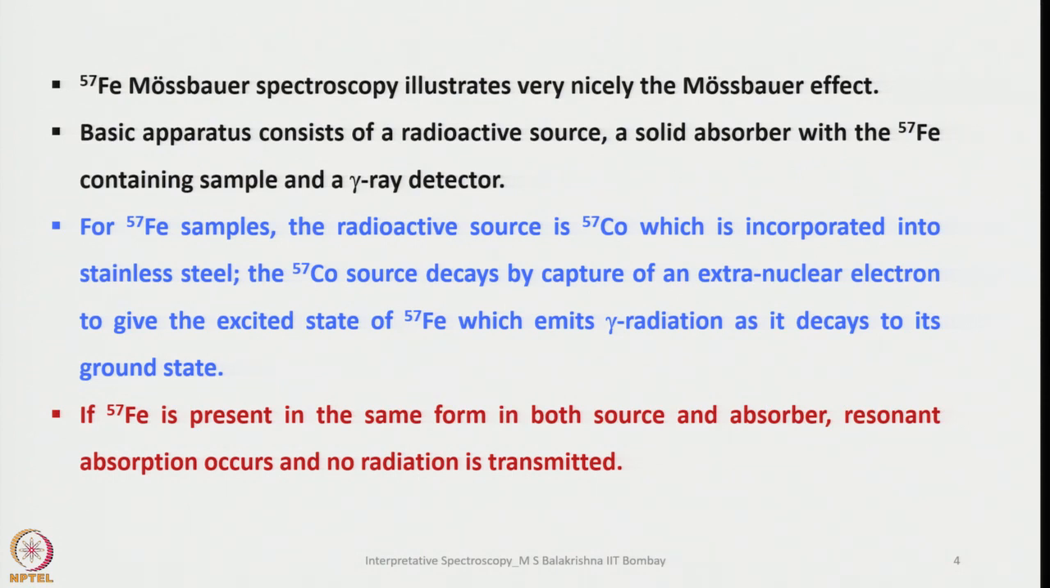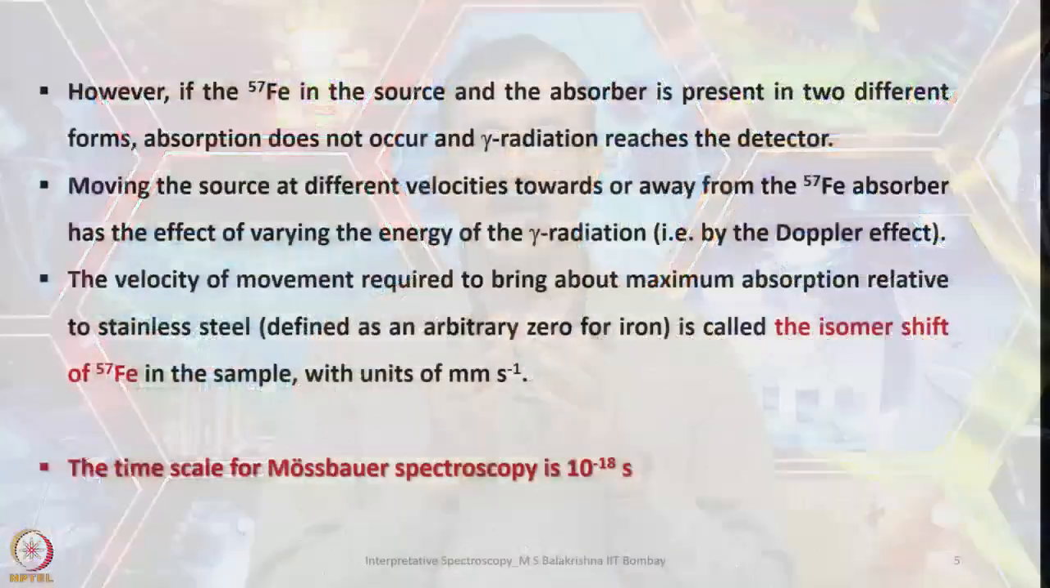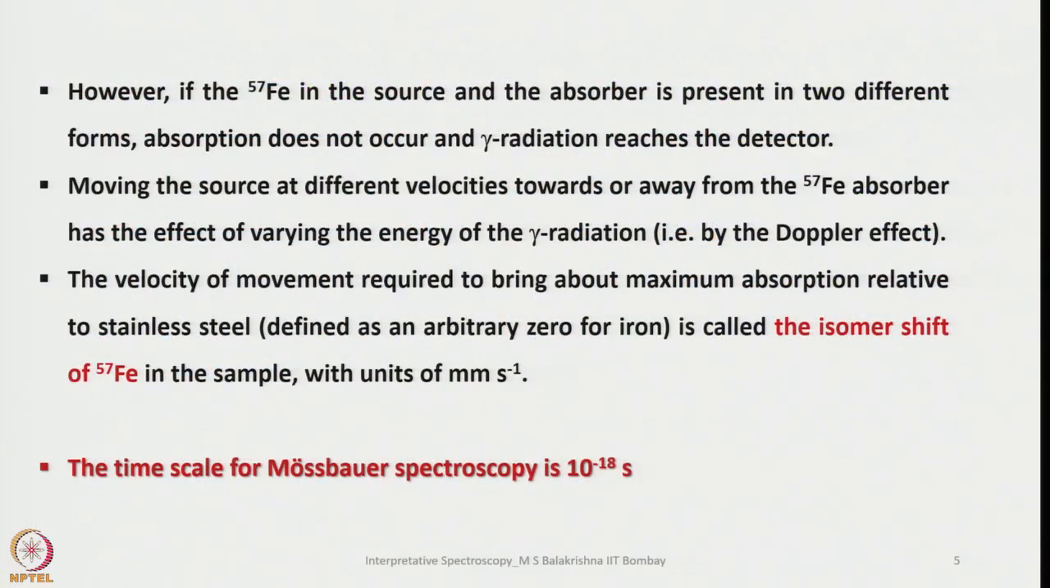If 57 Fe is present in the same form in both the source and absorber, resonant absorption occurs and no radiation is transmitted. So that's the reason we generate excited state 57 Fe from 57 cobalt through decay by capture of an extranuclear electron. However, if the 57 Fe in the source and the absorber is present in two different forms, absorption does not occur and gamma radiation reaches the detector.